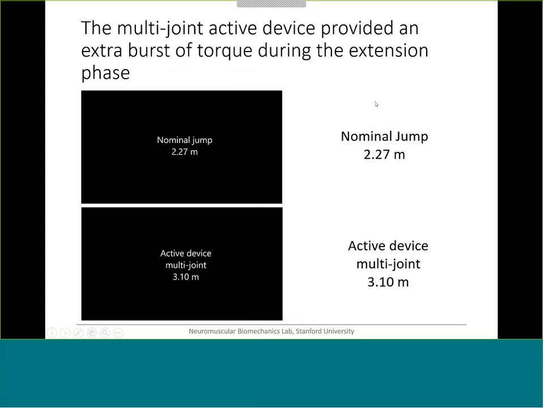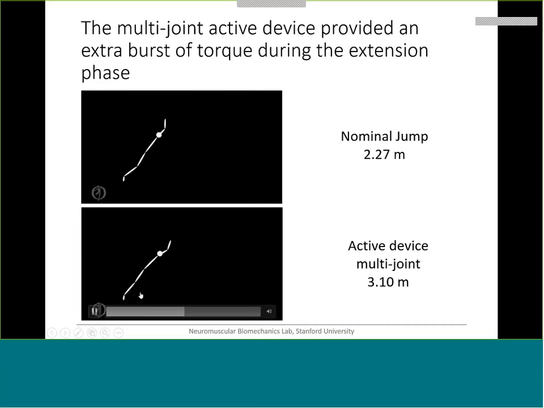Now we'll discuss the multi-joint active device. We'll see the nominal jump alongside the assisted case. For the assisted case, green balls around the lower joint will show when the active devices turn on. And we'll generally see them turn on in the extension phase right there.